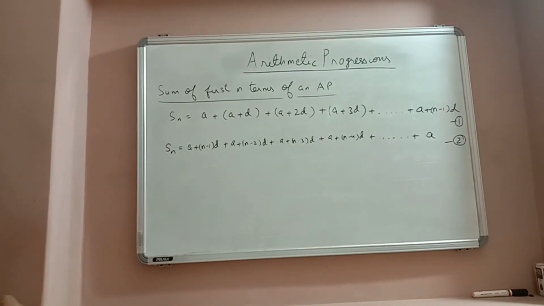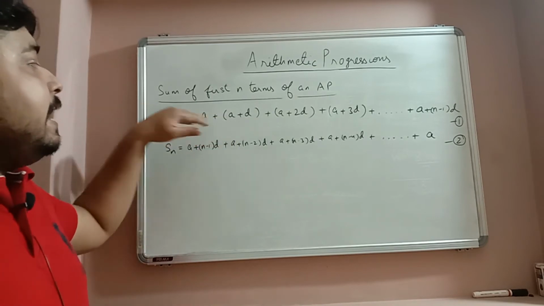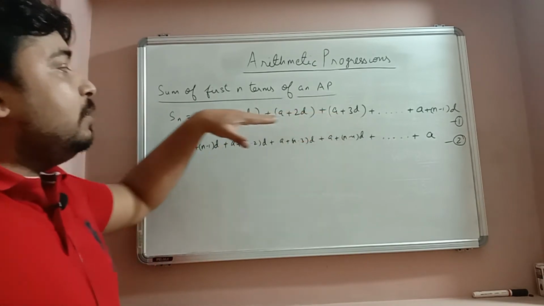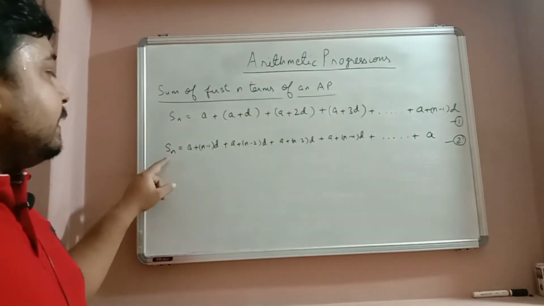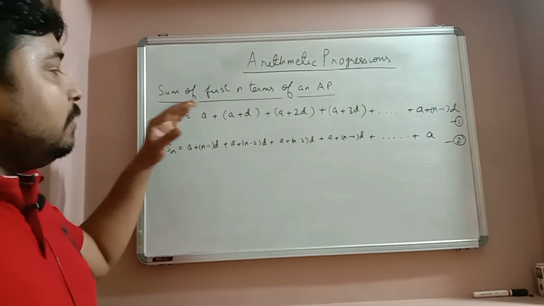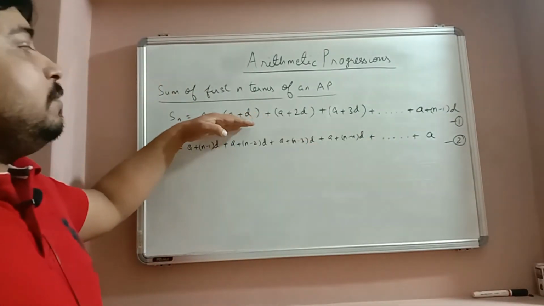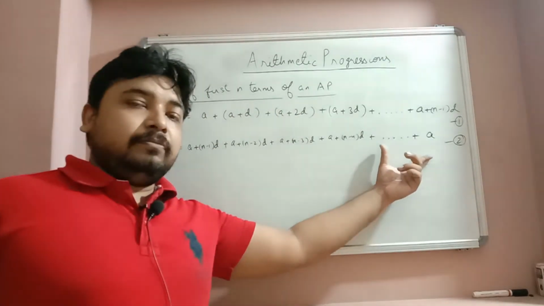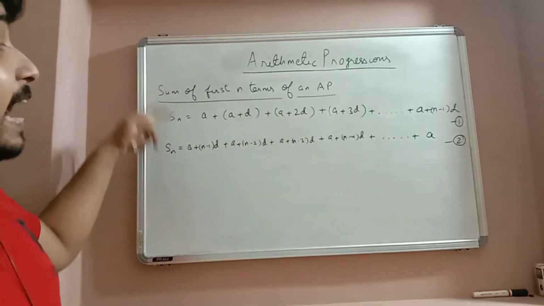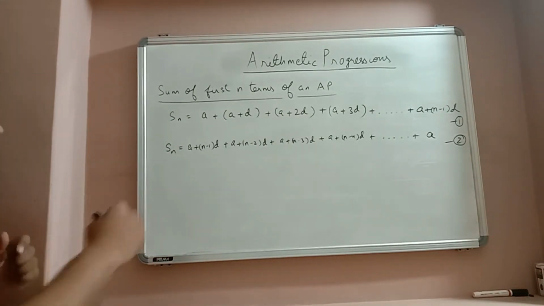So what we have done is, firstly we took all the terms of an AP and added them and wrote them in the addition form. In the second equation, I have written the first equation in the reverse order and I got a second equation. Now let's add both of these equations, add 1 and 2.